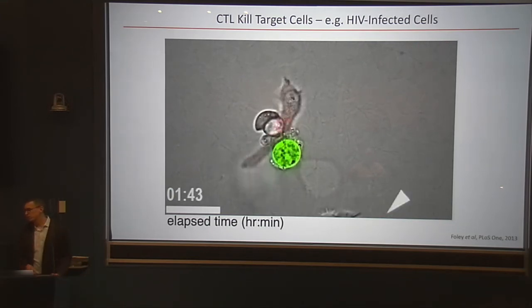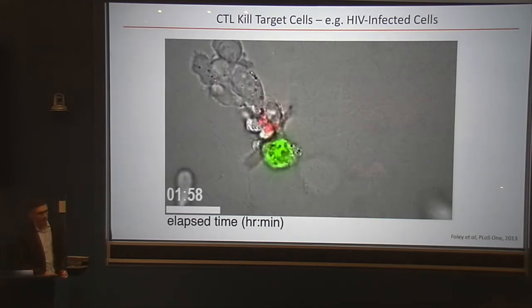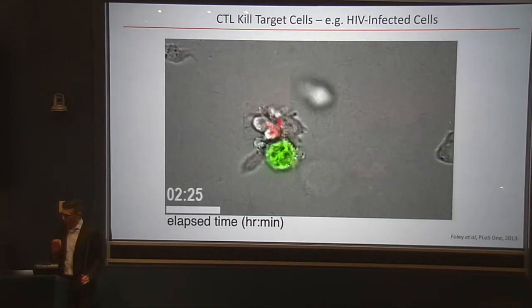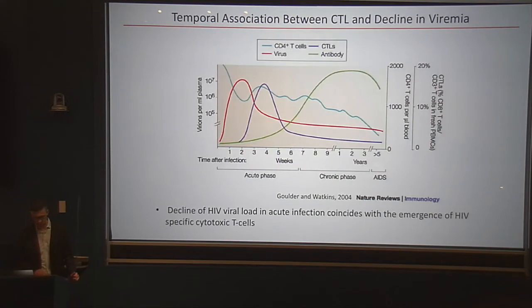So they're called cytotoxic T cells. They're sometimes called killer T cells. They're named because that's exactly what they do. They have other functions, of course, but we'll focus on that killing function.